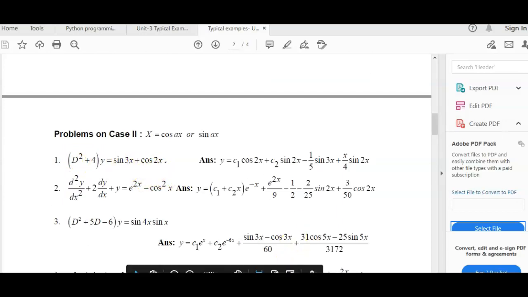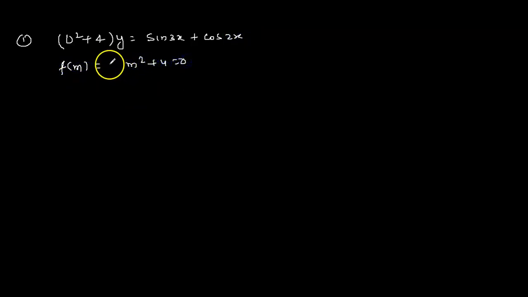Okay. D square plus 4 y is equal to sin 3x plus cos 2x. So the auxiliary equation you can write here: m square plus 4 is equal to 0. So m is equal to plus or minus 2i, I will get. So yc is equal to c1 cos 2x plus c2 sin 2x.